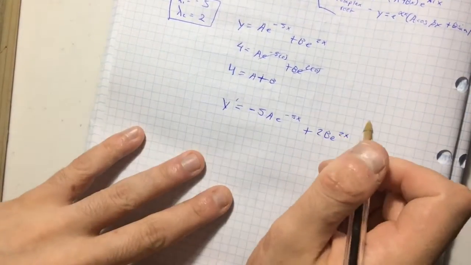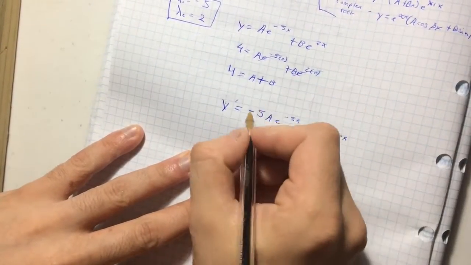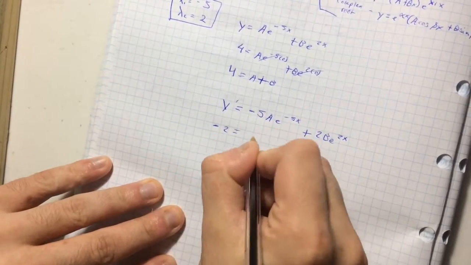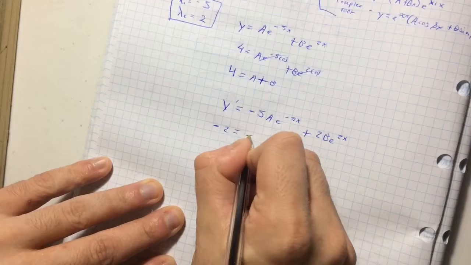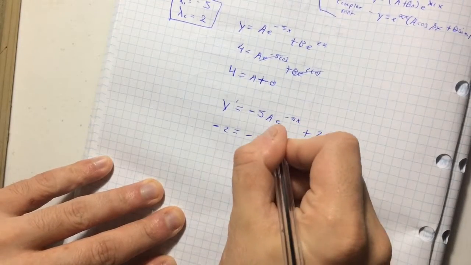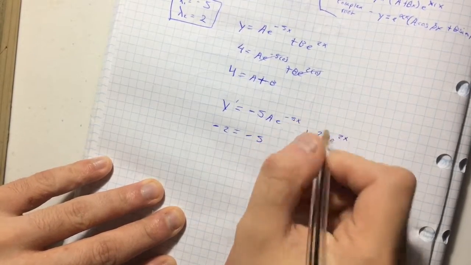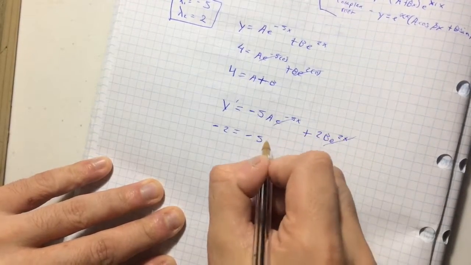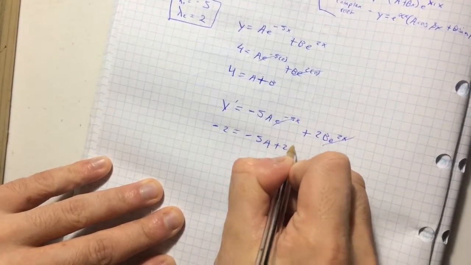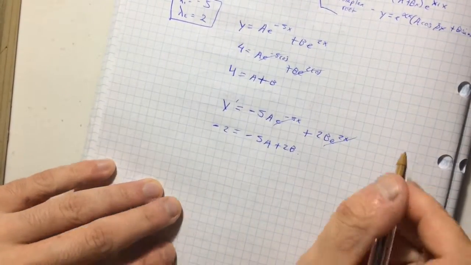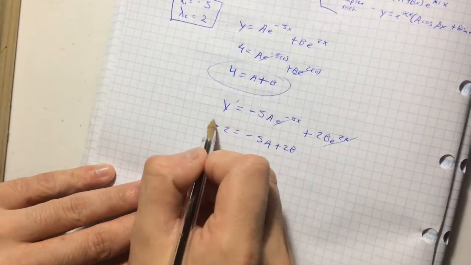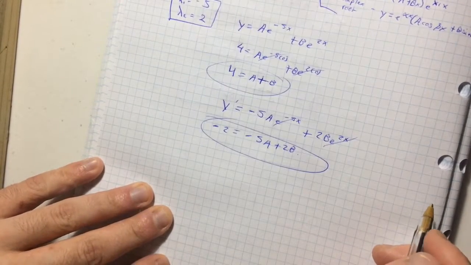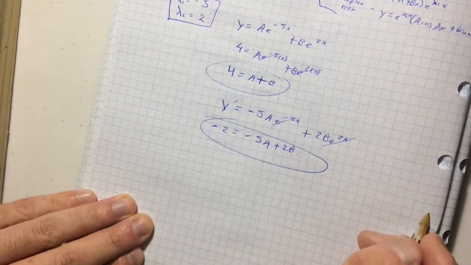Now let's plug in our initial conditions again. So y dash of 0 is equal to minus 2. So minus 2 is equal to minus 5a e to the 0 plus 2b e to the 0. We know that because this is going to go to 0, this goes to 1, this goes to 1. So minus 2 equals minus 5a plus 2b. That's our second equation. So now we have two equations. We have two equations now, so we have to use simultaneous equations.